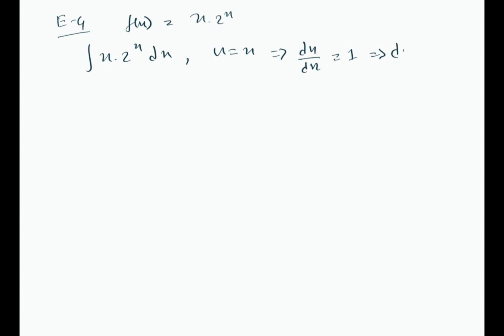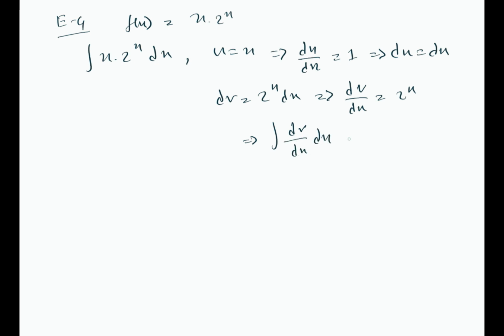So u is equal to x, then we can write du over dx is equal to 1, therefore du is equal to dx, because 1 times dx is equal to dx, right? So then our dv is equal to 2 to the power x dx, and if we divide both sides by dx, then we get dv over dx is equal to 2 to the power x. Now if we integrate both sides, we get v on the left side, and on the right side we have the integral of 2 to the power x dx.